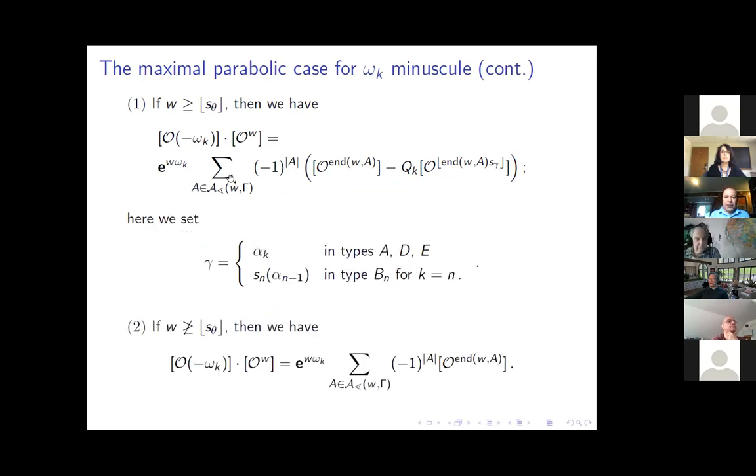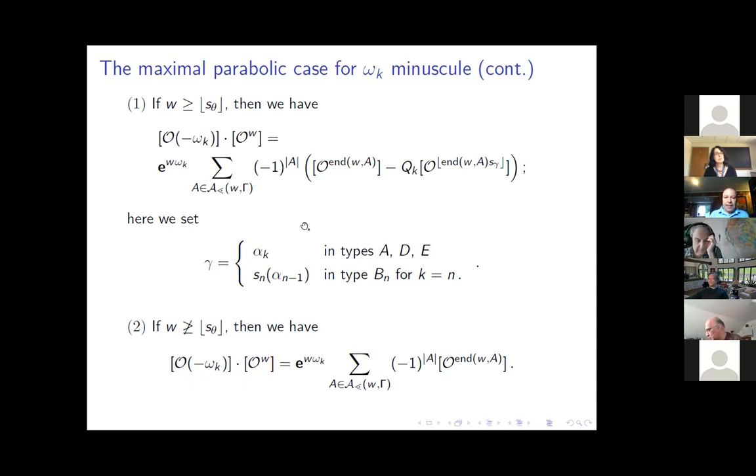So there are these two formulas in the minuscule case for multiplying the class of the line bundle for negative omega k with an arbitrary Schubert class. You notice down here we have a shorter formula, and up here you have a longer formula which also has a quantum parameter in it, and there is no quantum parameter in the bottom formula. What distinguishes the two is that w in the first case is greater than the lowest coset representative for the reflection for the highest root, and in the second case you have the opposite condition.